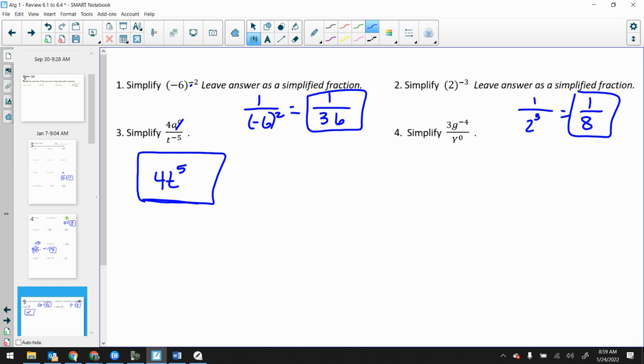Now, taking a look here, number 4. Is G happy on top? No, move it to the bottom. Does 3 get moved to the bottom with it? No, the 3 is not raised to the negative exponent, just the G. And notice that I am just leaving that y to the 0, letting it go. I'm not going to write it anymore. Okay, let's keep it moving.